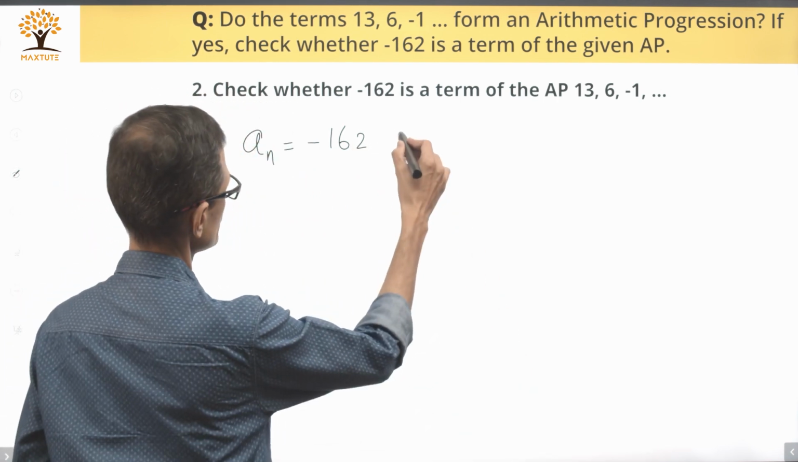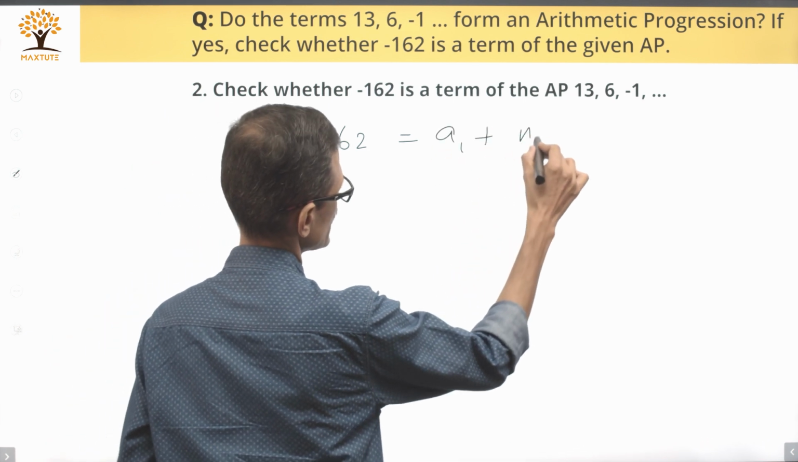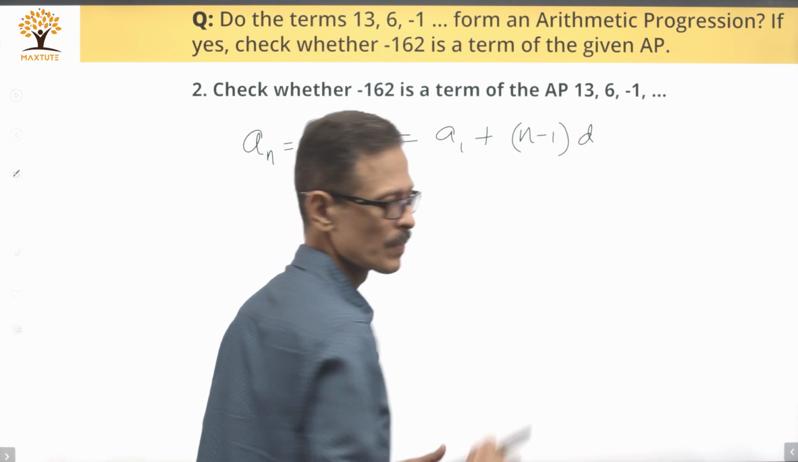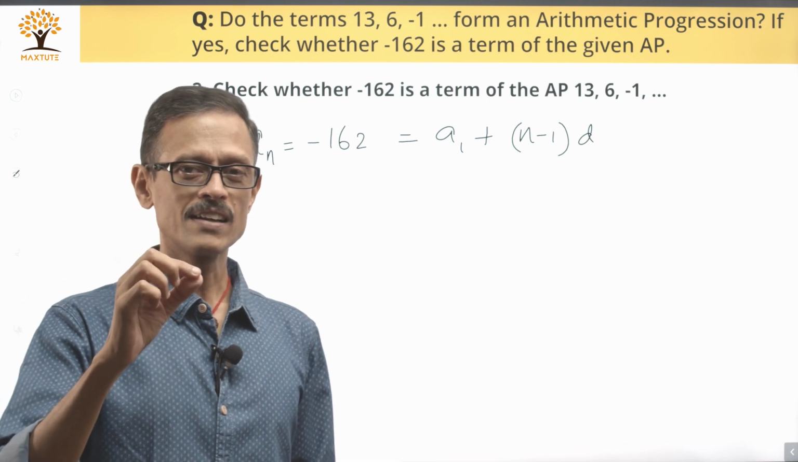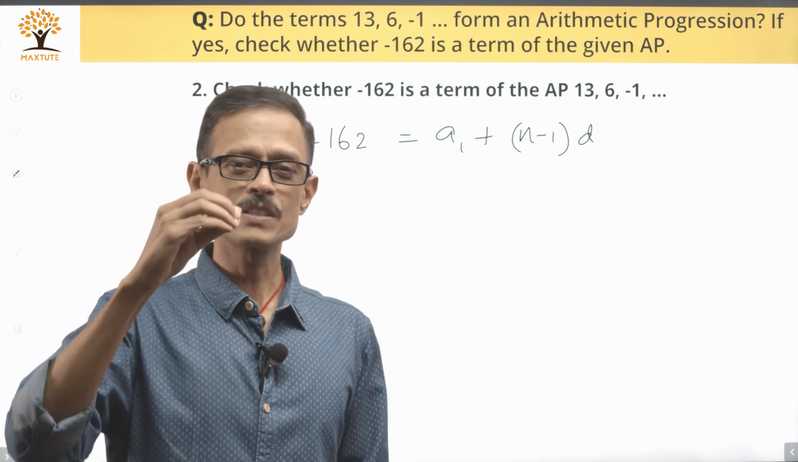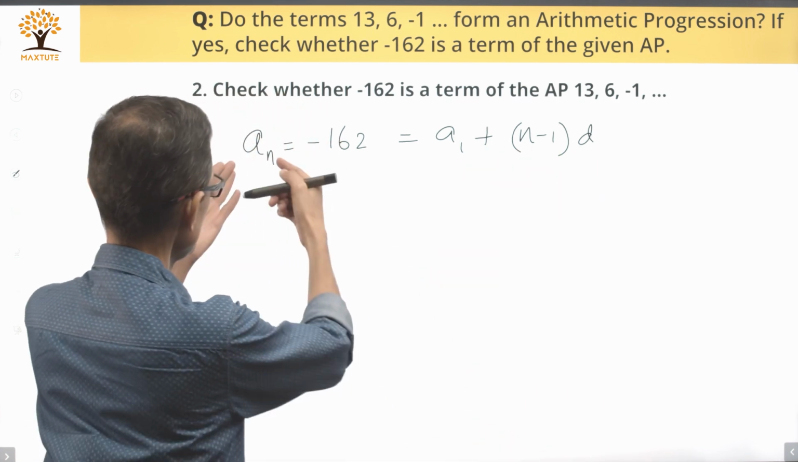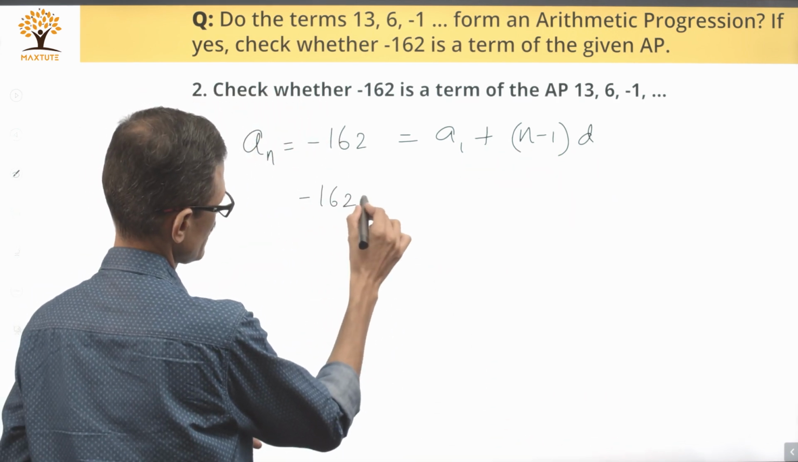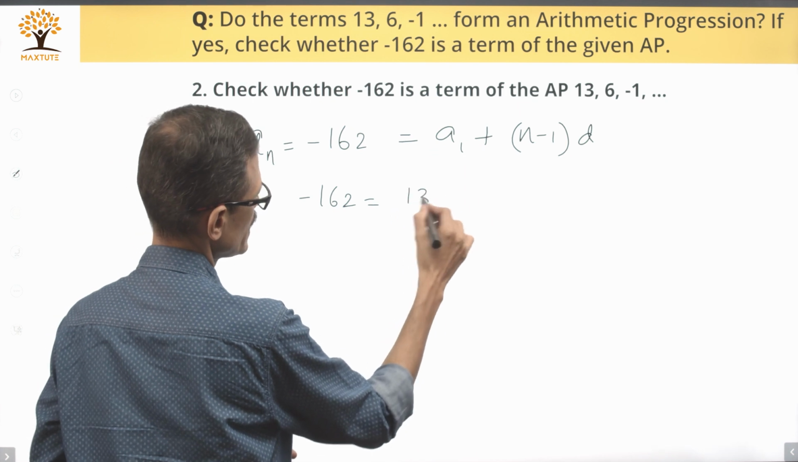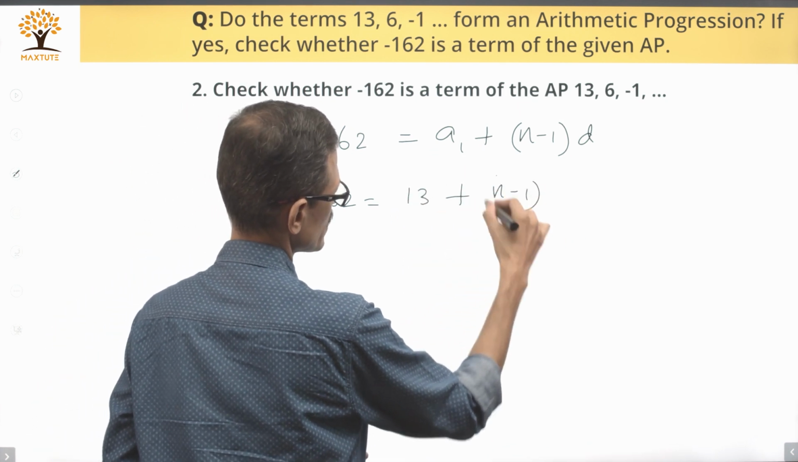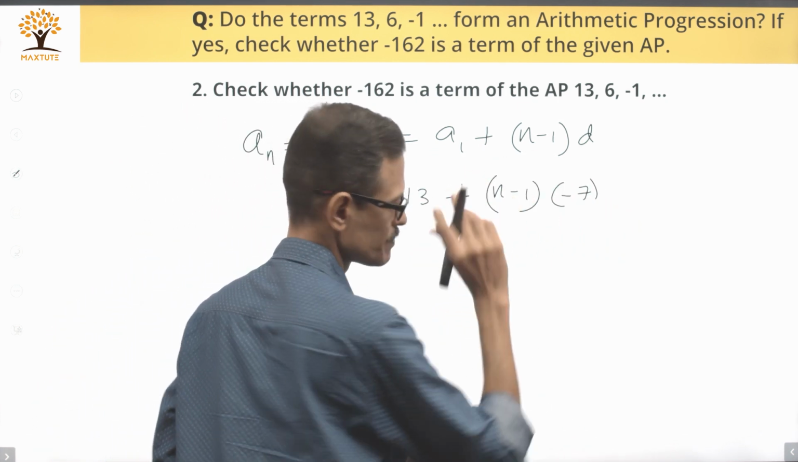The formula for that is A1 plus n minus 1 times the common difference. Before I venture into explaining how we are going to determine that, let me just plug in whatever data I have in this particular equation. An is minus 162, that's where we started. The first term A1 is 13, plus n minus 1 times the common difference, which is negative 7.